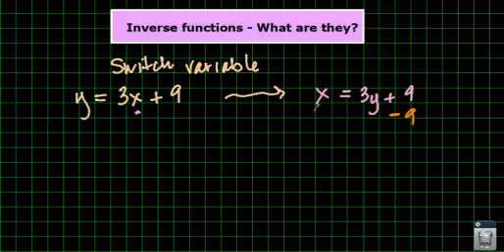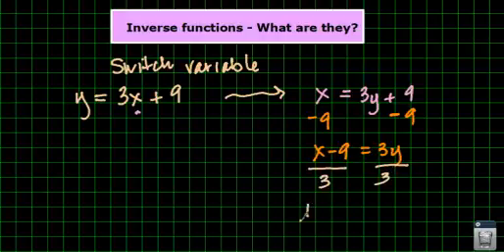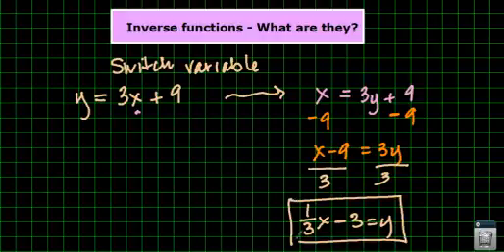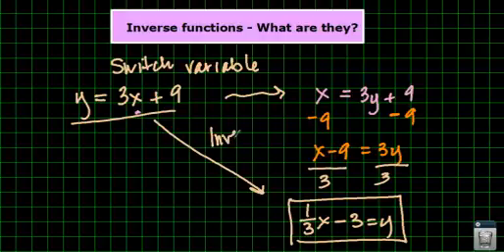So I'm going to subtract 9 from both sides, and I end up with x minus 9 equals 3y. My last step is to divide both sides by 3. So I end up with x over 3, which is the same as 1/3 x, minus 3 equals y. These two equations are inverses of one another. So let's try again with a more complex equation.